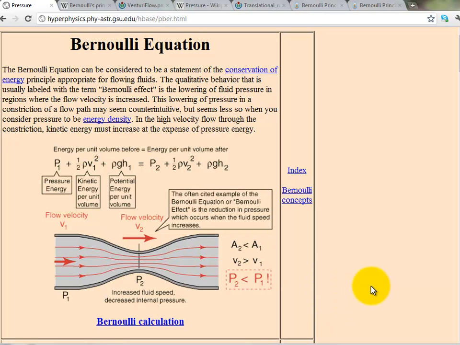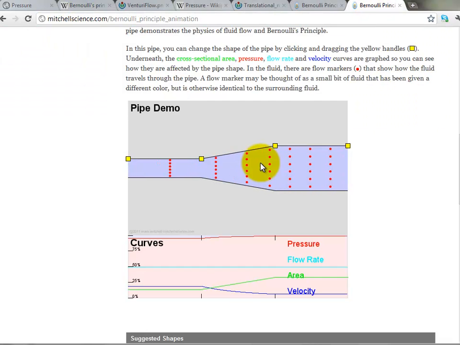In this lab class we're going to look at Bernoulli's equation. We're going to use this formula and try to predict the flow properties in a pipe of varying cross-sectional area, and we'll end up with an Excel spreadsheet with plots of pressure, flow rate, area and velocity plotted against distance.